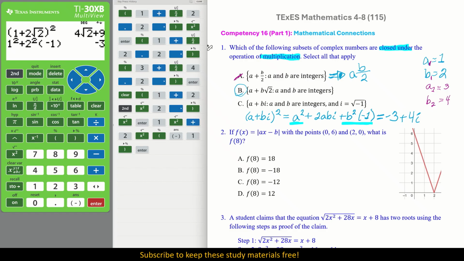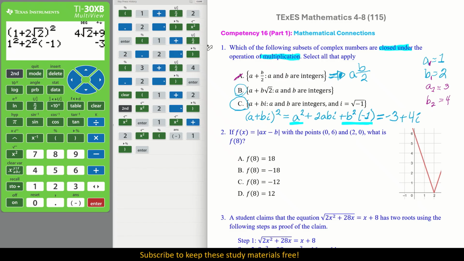Okay. This is a situation where you can use your calculator to test the waters. However, this particular scientific calculator does not have a function dedicated to i, and we do not have a function dedicated to absolute value, which leads us to number 2.